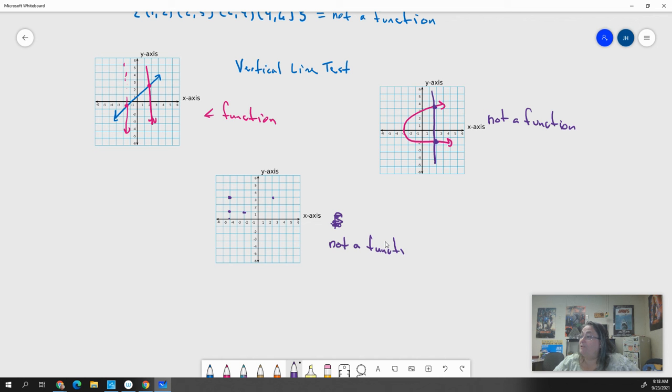So I don't want to spend any more time on that because I'm not showing you any of that on your homework, right? I just wanted you to kind of understand how we can determine whether or not something is a function. Every x input has to have only one y output. It's the most important part of functions.